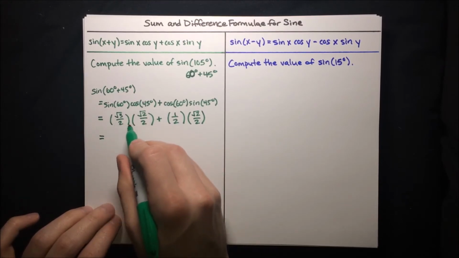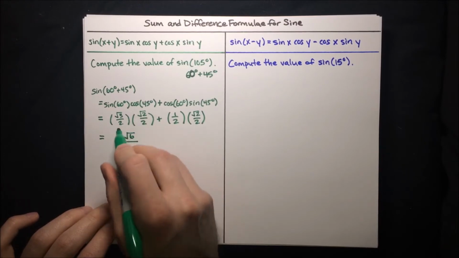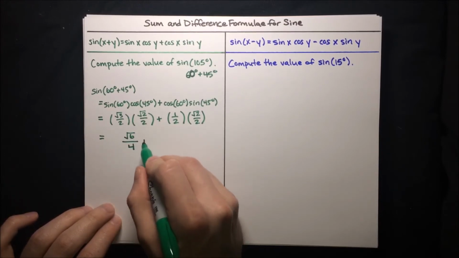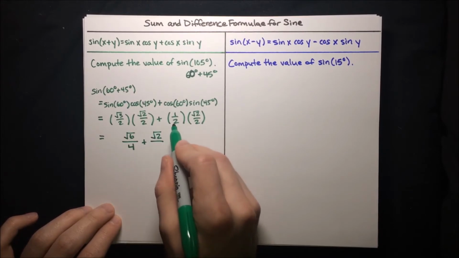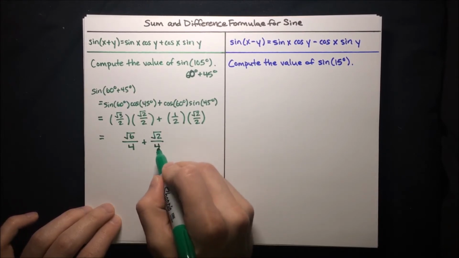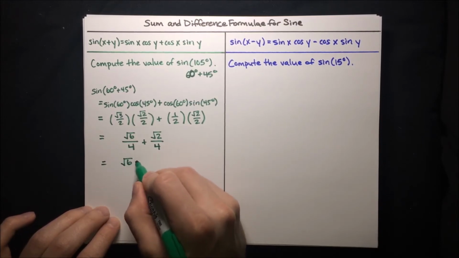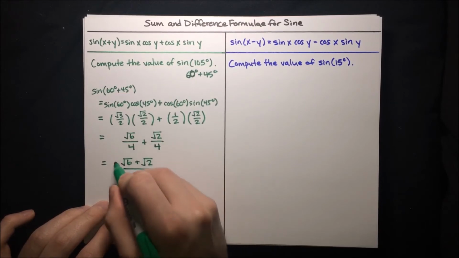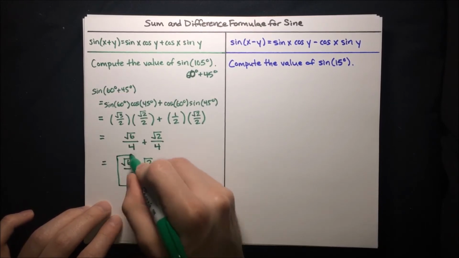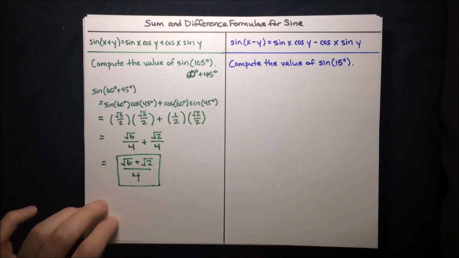So root 3 times root 2, that's root 6. And then all over 2 times 2 is 4. And then plus 1 times root 2 is root 2. And then over 2 times 2, so over 4. So to sum this up, this is just root 6 plus root 2 over 4. And there we go. There is an expression that is equal to sine of 105 degrees.